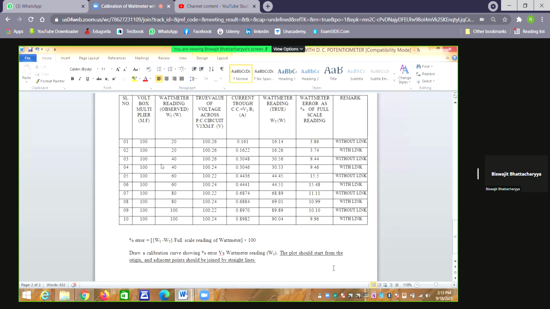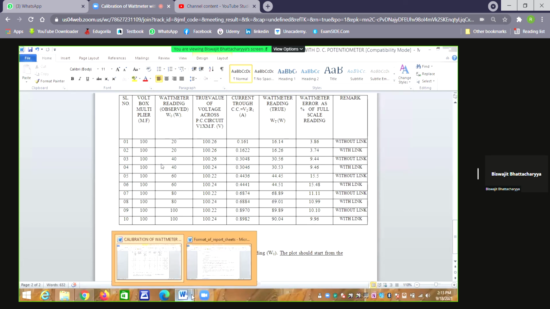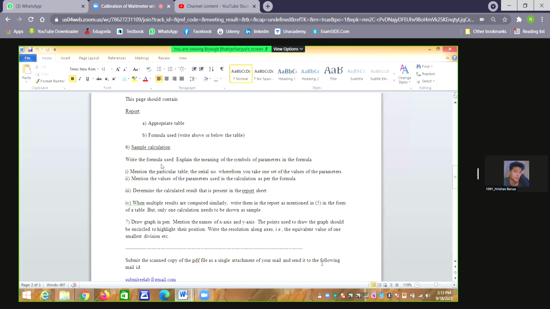So you only have to give a sample calculation for one set of readings, from one serial number. One set of readings from one serial number only. That's all. That is important.